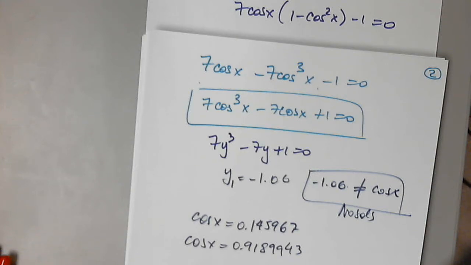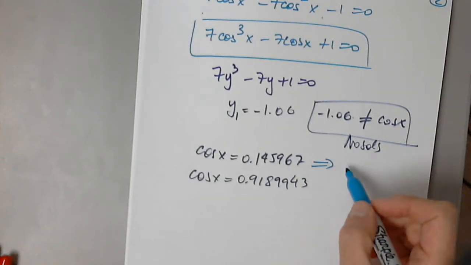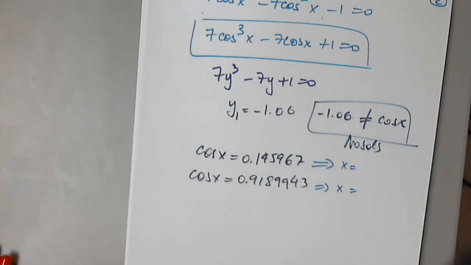But between negative pi and pi, I can have two angles for this and two angles for that. So 4 x values. And then we have to study the sign. We don't have to do this problem, but you have to do it, so. Okay, so let's determine x from here, and let's determine x from here. Okay, back to the calculator.